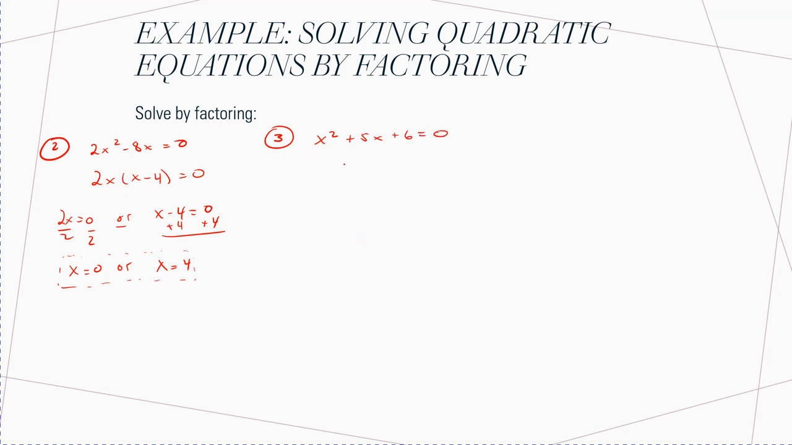So it's a trinomial. So what two numbers multiply to 6, sum to 5? Well, that's 3 and 2. So this is going to factor into (x plus 3) times (x plus 2) is equal to 0. So notice I have something times something equals 0. So either x plus 3 is equal to 0 or x plus 2 is equal to 0. So I'm going to subtract the 3 over. So either x is equal to minus 3, or I'm going to subtract the 2 over, or x is equal to minus 2.